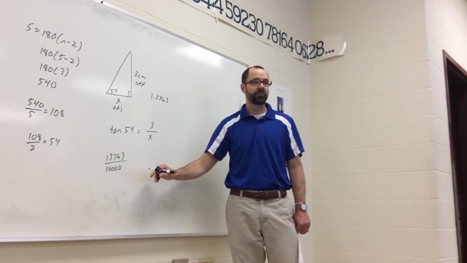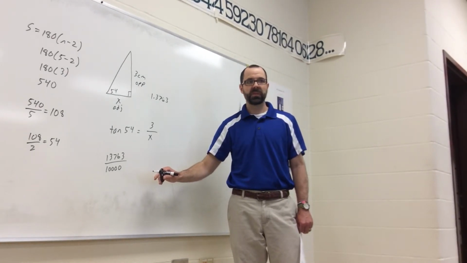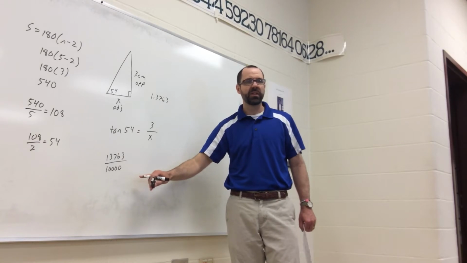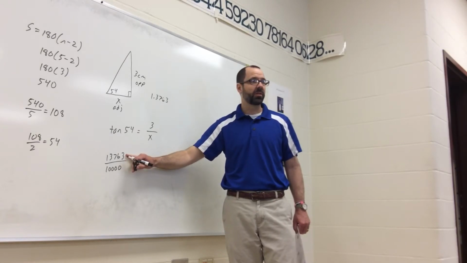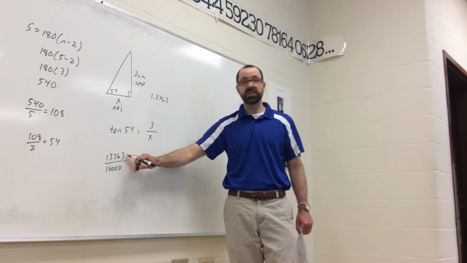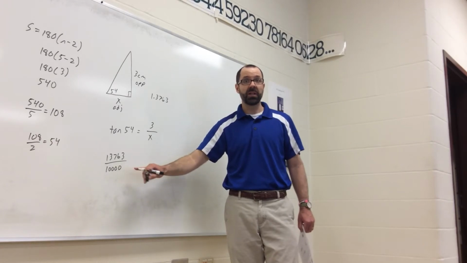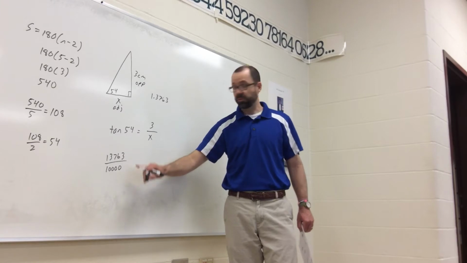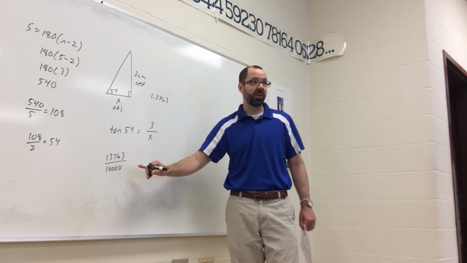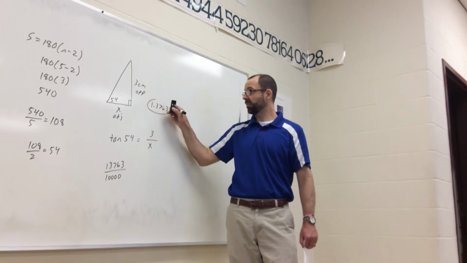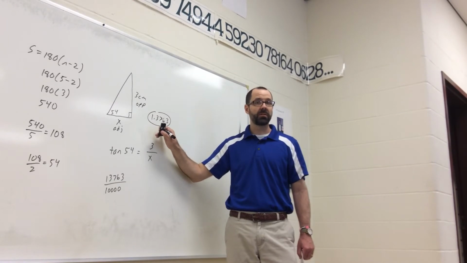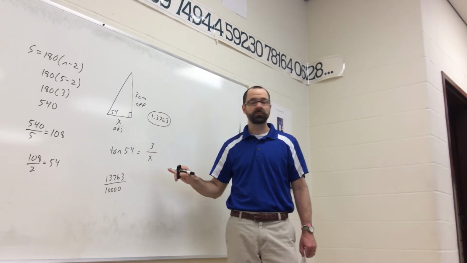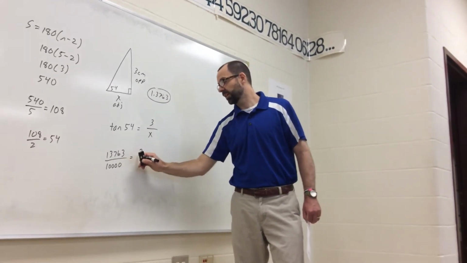Now this fraction looks kind of weird because the number on top is bigger. But don't let that throw you off. I mean, that just means the number's bigger than 1, right? 10,000 out of 10,000 is 1. So 13,000 out of 10,000 is bigger than 1. But that's okay, because this number is bigger than 1. So then that's 3 over x.